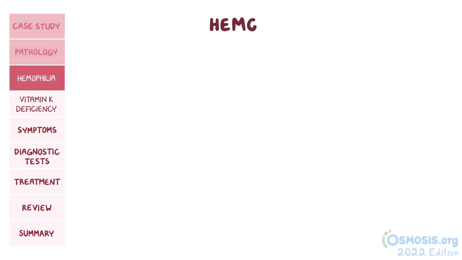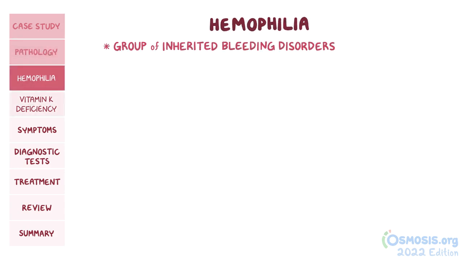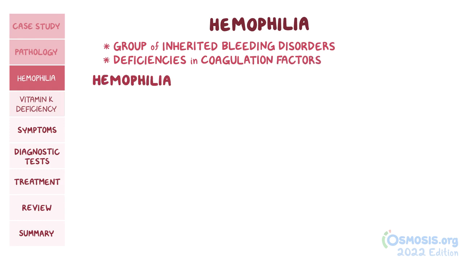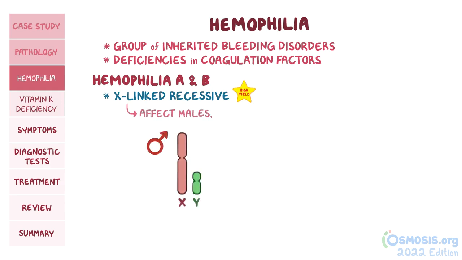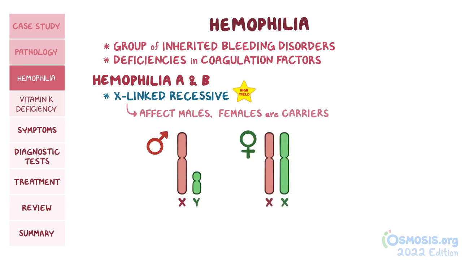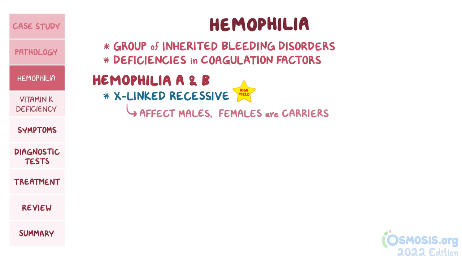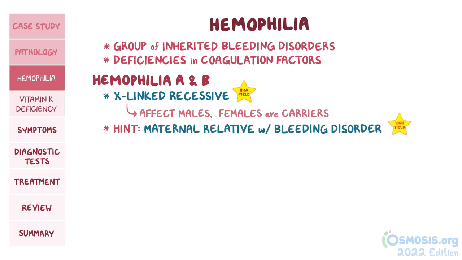So let's look at hemophilia first. They are a group of inherited bleeding disorders caused by deficiencies in various coagulation factors. Hemophilia A and B are X-linked recessive disorders, so they almost exclusively affect males, while females are carriers. A big hint for hemophilia is a family history of a maternal relative with a bleeding disorder.